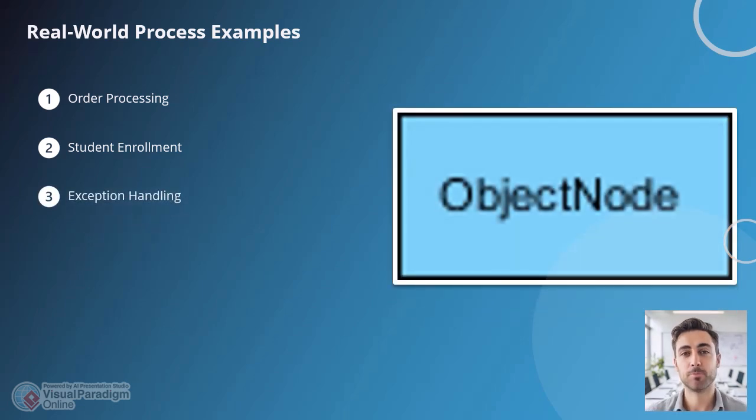Both examples include paths for errors or exceptions. This ensures the workflow accounts for real world issues like invalid forms or payment failures.